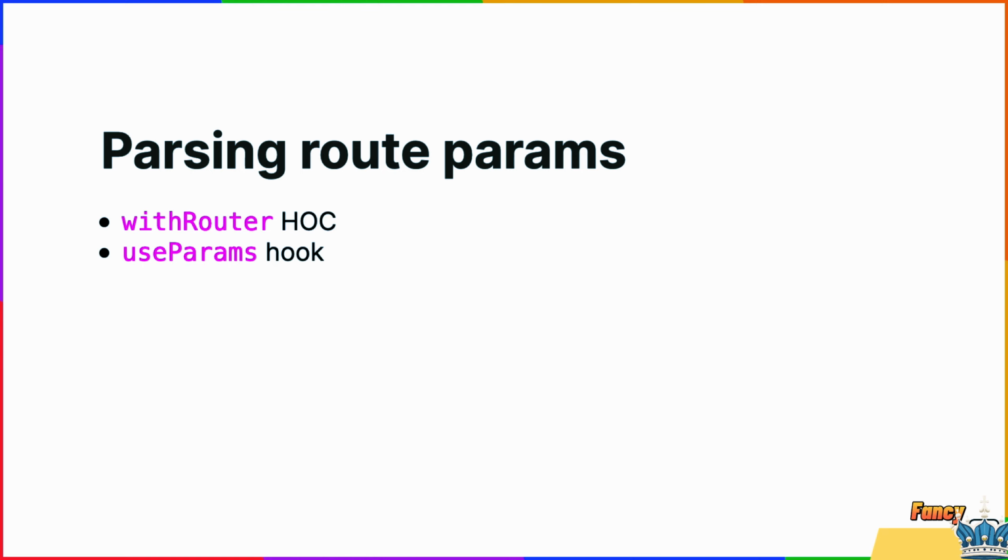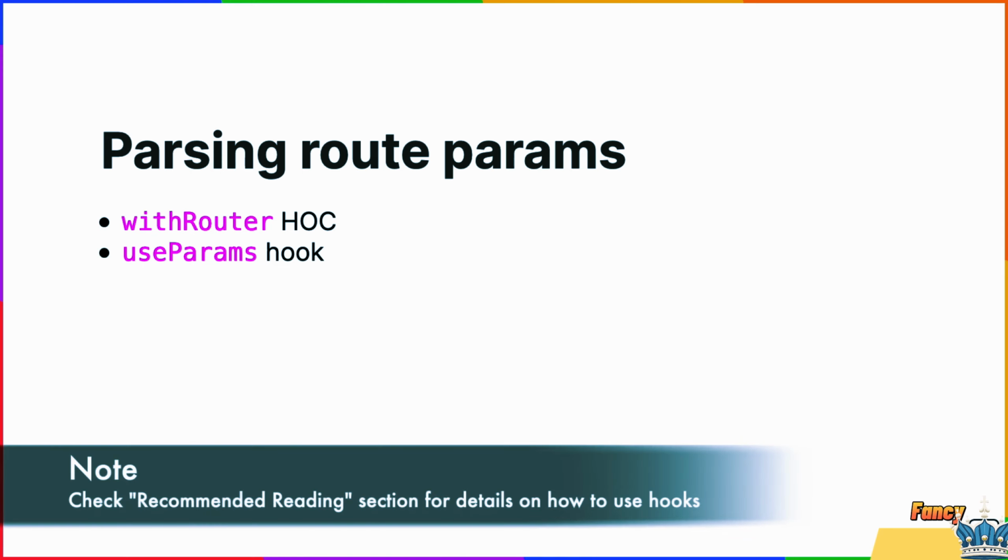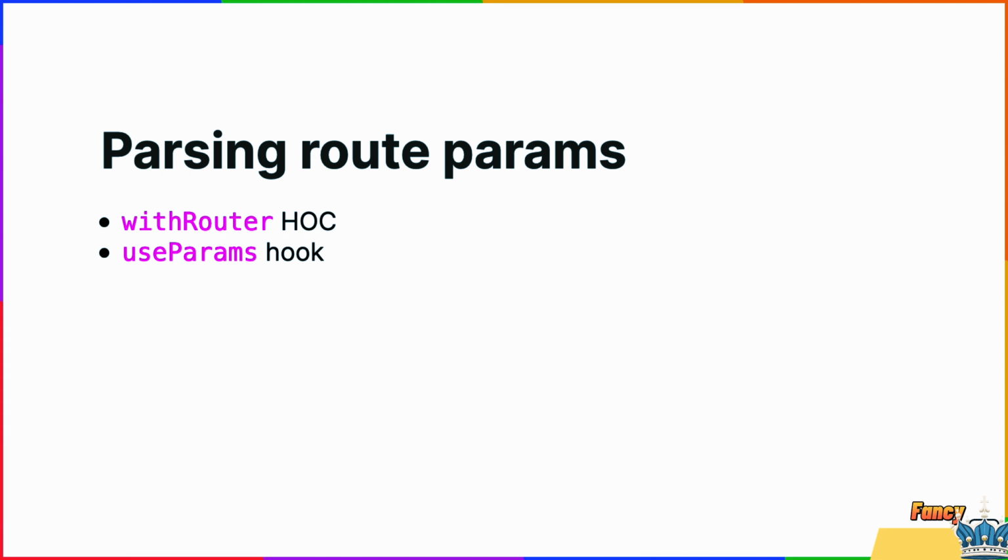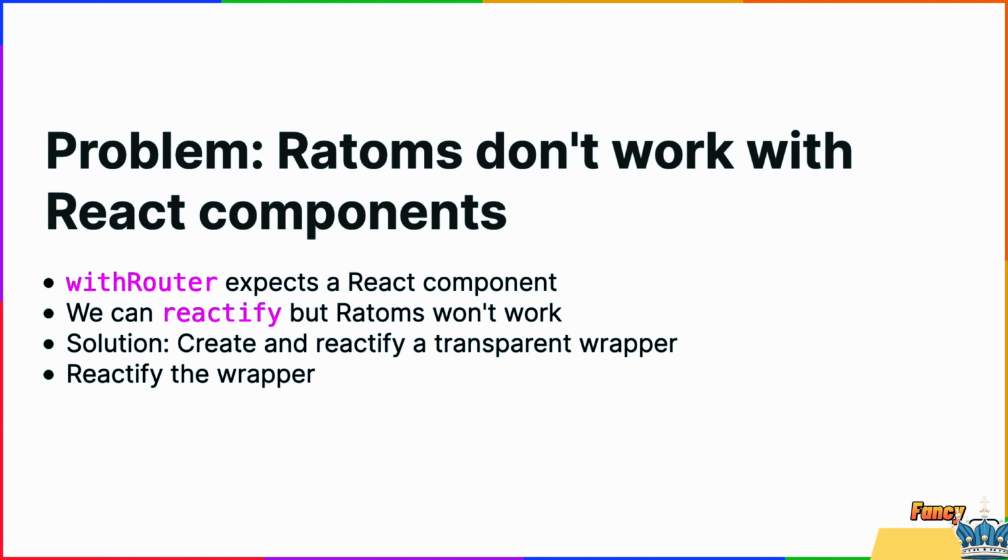There is a higher order component based approach, and we can use the withRouter HOC and also take a hooks based approach using the useParams hook. We are going to use withRouter HOC in our app. You can use hooks too, but Reagent support for hooks is limited as of this writing. The withRouter HOC expects a React component as an argument.